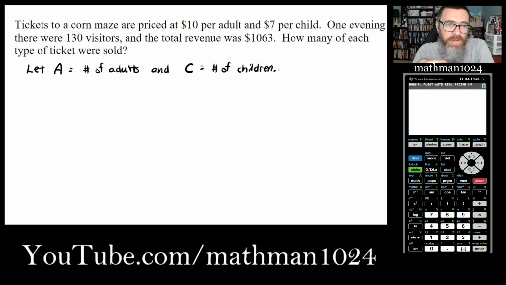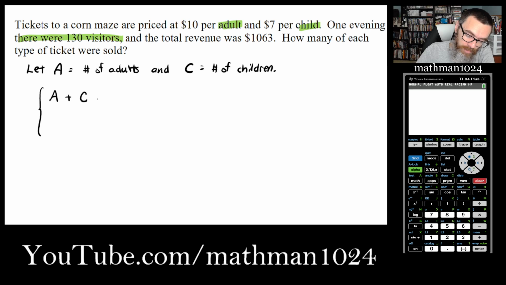So with a lot of these questions, and this is not going to be true for everything, but a lot of times there's going to be just an equation that deals with counting the number of things, and then another one that connects a value to each of those things, a unit cost. So we have here that there were 130 visitors total. That's going to be some adults and some children, which means that the number of adults plus the number of children would equal 130. It's the same as saying 130 tickets, 130 people, each one has a ticket. There you go.